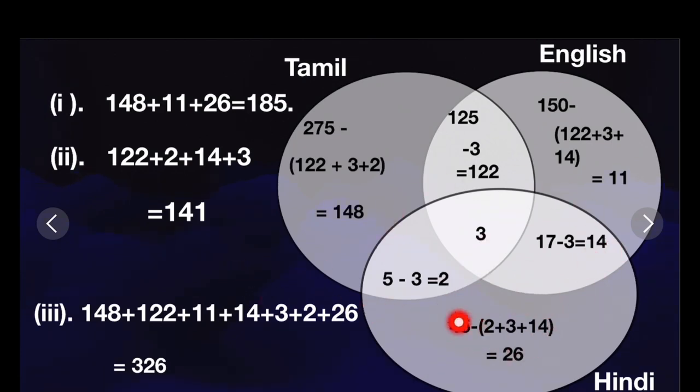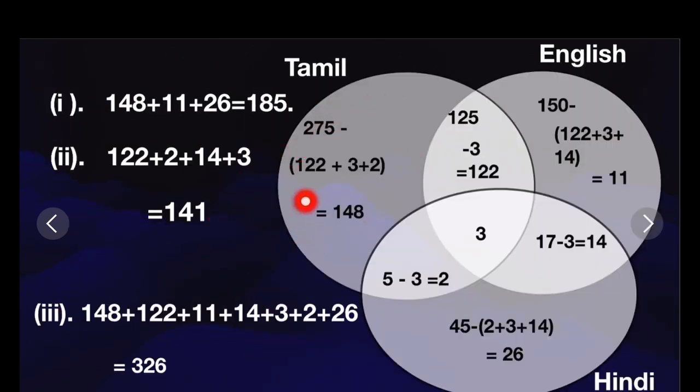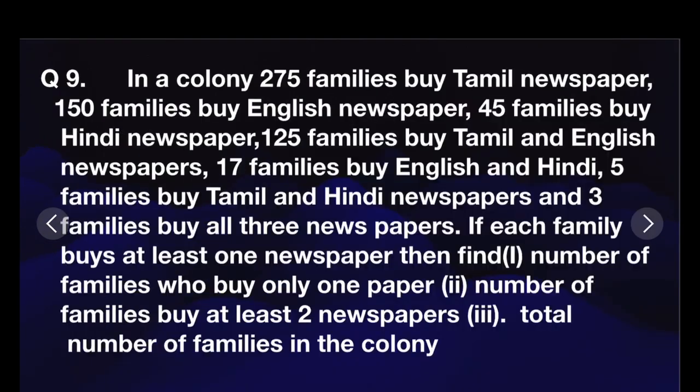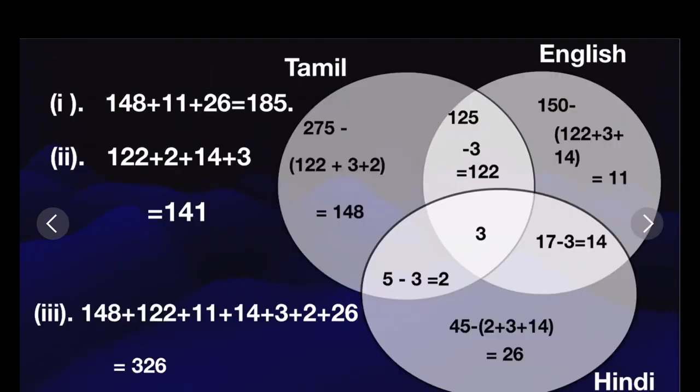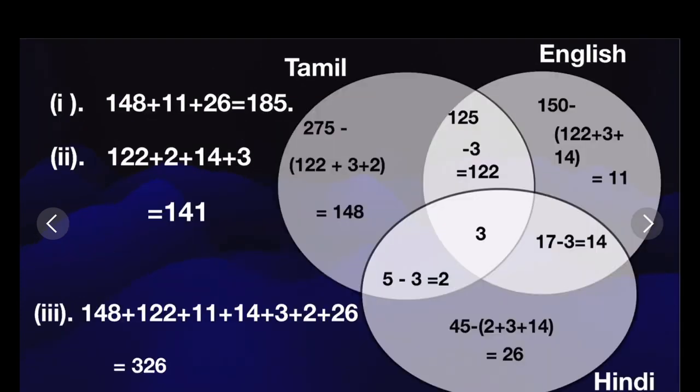So then once you fill up the diagram, you can easily answer all these questions. Number of people buy only one paper. So only one paper means this area. 148 plus 11 plus 26. Then next question is number of families buy at least 2 newspapers. So 122 plus 3 plus 2 plus 14. Then total number of families in the colony. So total number is 148 plus 122 plus 11, 3, 14, 2 and 26. You will get the answer.